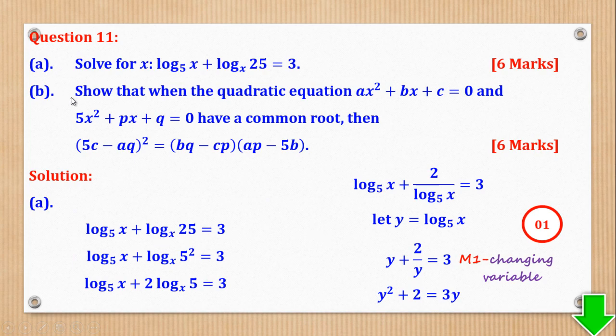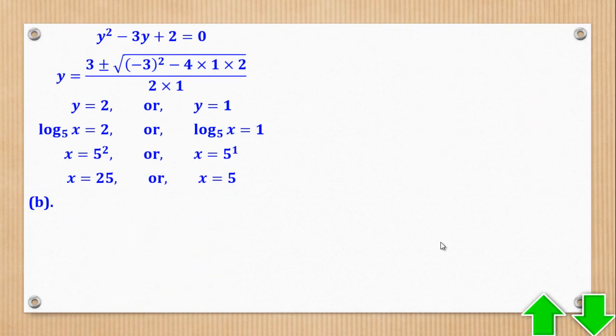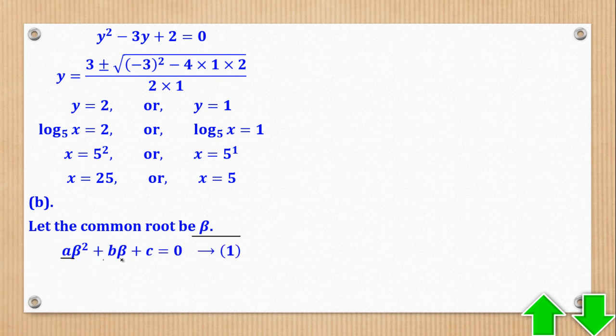So part B says, show that when the quadratic equations this and this have a common root, then this is equal to this. Okay. So let the common root be alpha. So shall I substitute where there is x, we put the alpha to get the two equations.